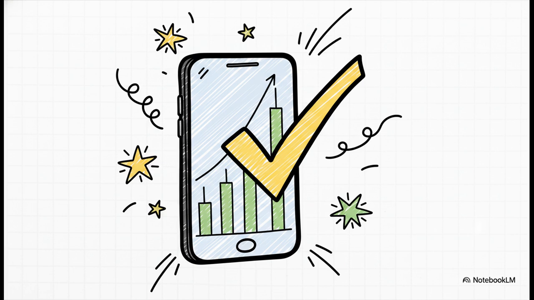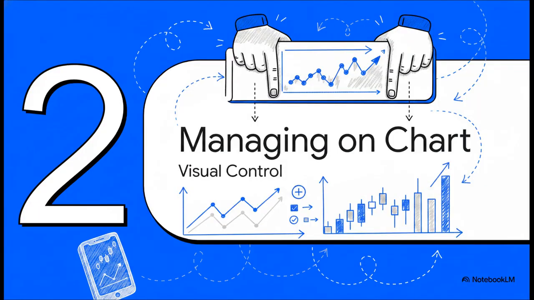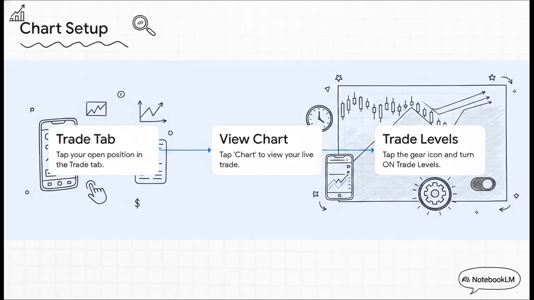Now, let's talk about what to do while that trade is actually running. Moving right along to Section 2, Managing on the chart. Visual control right at your fingertips. So your trade is live, but how do we actually see those hidden risk parameters visually on your screen? Well, Step 1, look at the bottom of your app, go to the Trade tab, and tap on your open position. Step 2, just tap Chart from the menu so you can view the live price action.